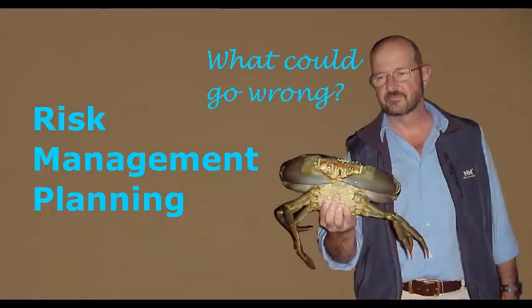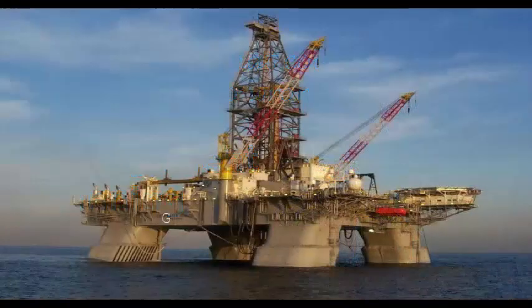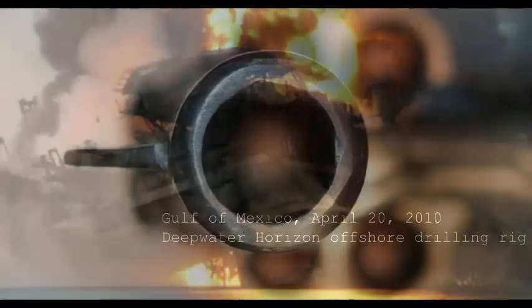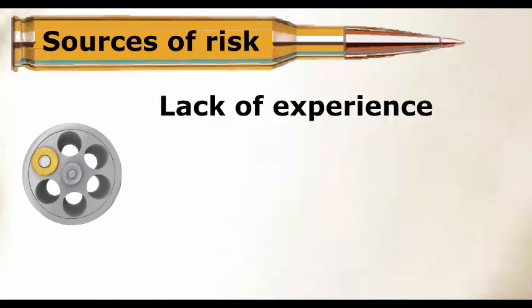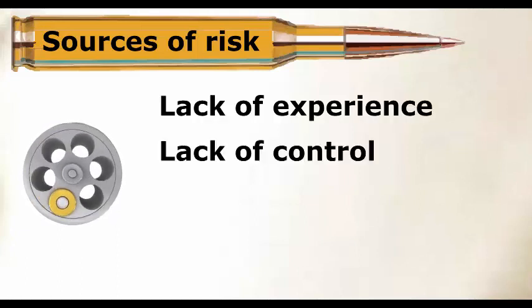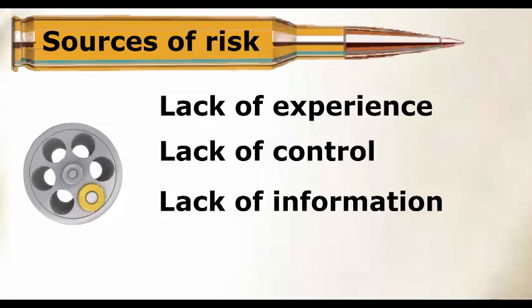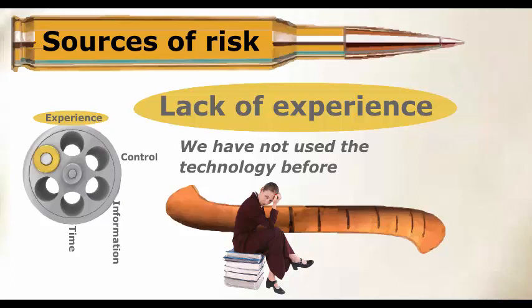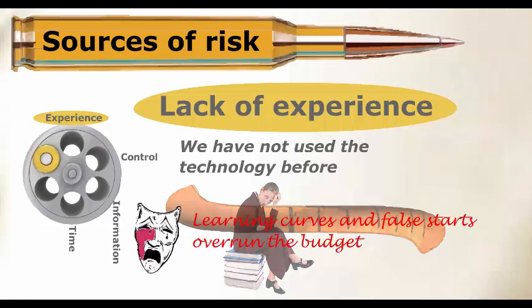Risk management planning is the process of reflecting on what could go wrong and developing risk management strategies to either eliminate the risk or reduce its impact on the project. In complex systems projects, risks commonly arise from lack of experience, lack of control, lack of information, and lack of time. For example, we often lack experience in the technologies we're applying. The result is unplanned time and effort spent in learning and reworking non-performing designs.